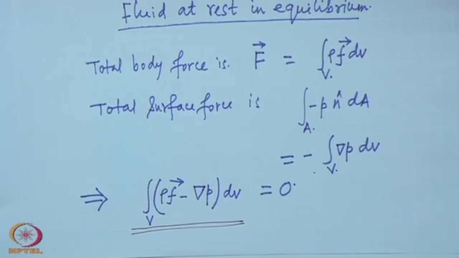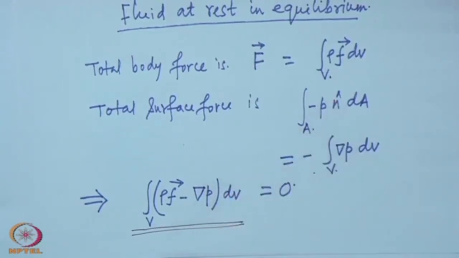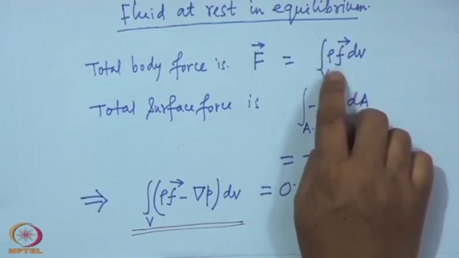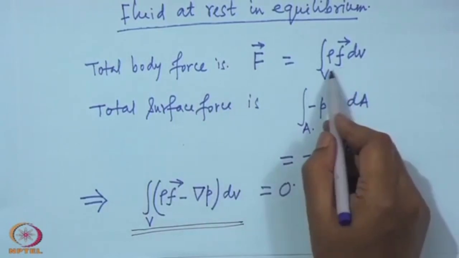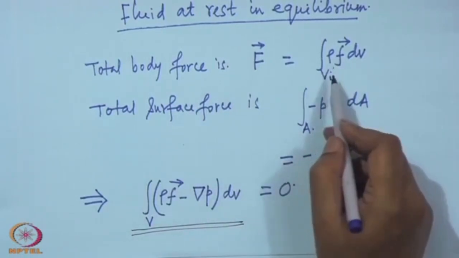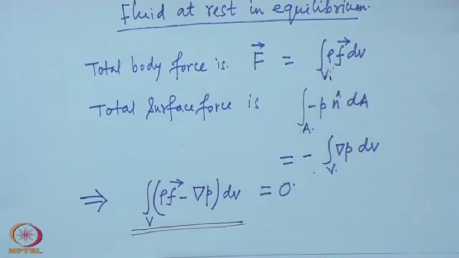Remember, there is something about the volume, this V. The surface or this volume, since we are considering in the first relation itself, the total body force is V integrated over this volume. That means this volume must be entirely within the fluid. You cannot consider a volume which is partly in fluid and partly not. The volume must be such that it is entirely within the fluid.